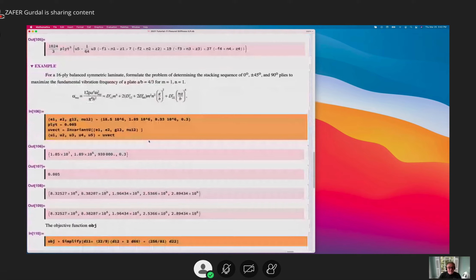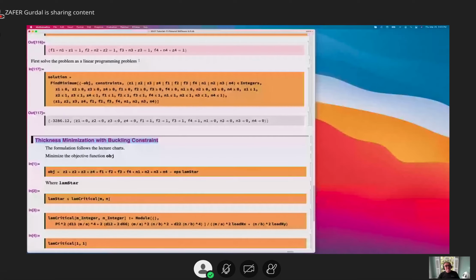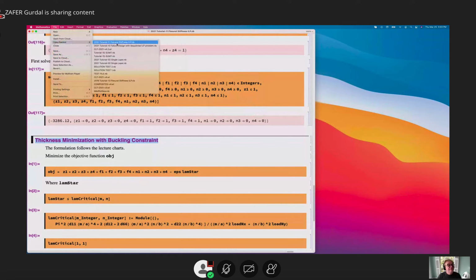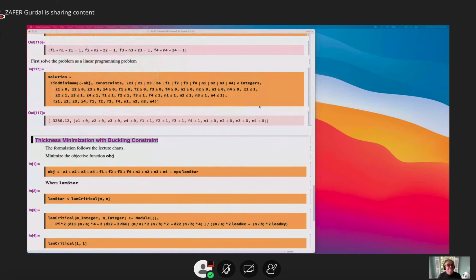is minimization with buckling. And this actually implements... Let me quit the kernel because I really don't want the previous definitions to interfere with this one. All right, that would mean that I have to also run all my CLT codes.